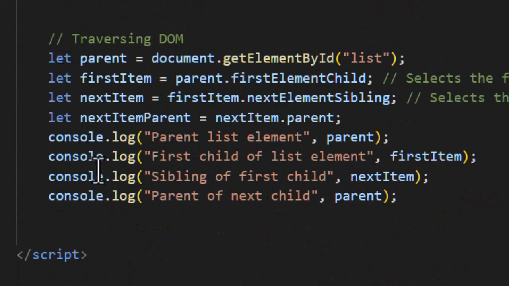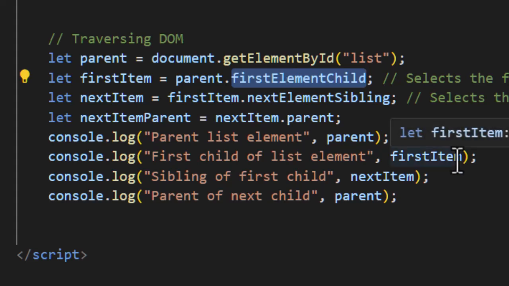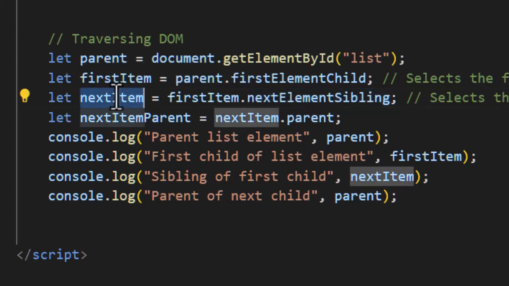So I have added this code to traverse the DOM. First of all, I'm going to find the top-level list element by using getElementById and passing it list as the argument. Once it's found, we are going to use the firstElementChild property of the parent to find the first child, item 1. And then we are going to find the sibling of the first item using nextElementSibling on the first item. And afterwards, just to make sure we are on the right track, I'm going to find nextItem.parentElement, and we are going to check whether its ID is list.